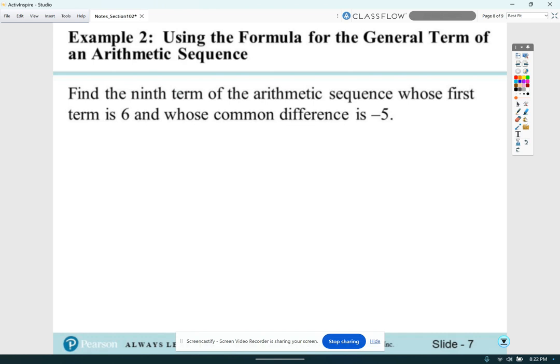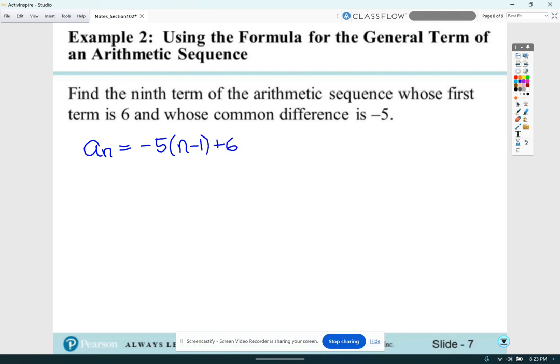So for our second example of this note, our last example for this note set, we want to find the ninth term of the arithmetic sequence whose first term is 6 and whose common difference is negative 5. Now I'm going to show you this with the formula, but I want to talk about something else too. So the first thing I'm going to do is write a formula for the general term. In this case, my common difference is negative 5. The first term is 6, so it's going to look like this: negative 5 times n minus 1, and then plus 6.